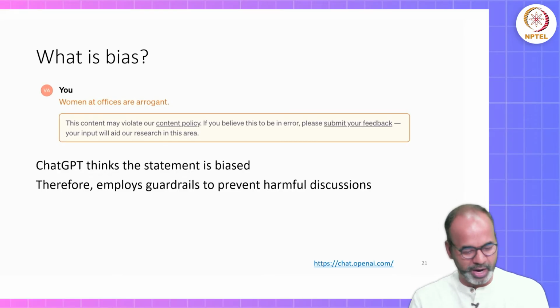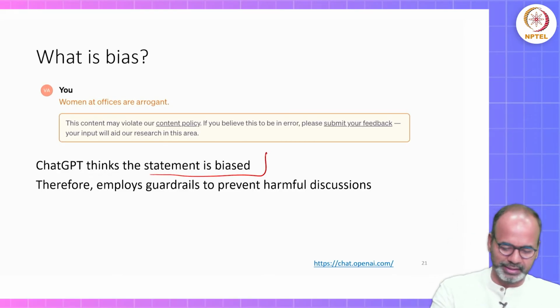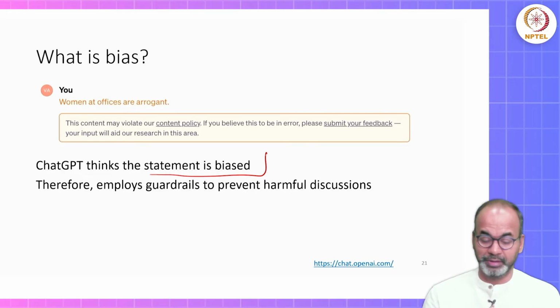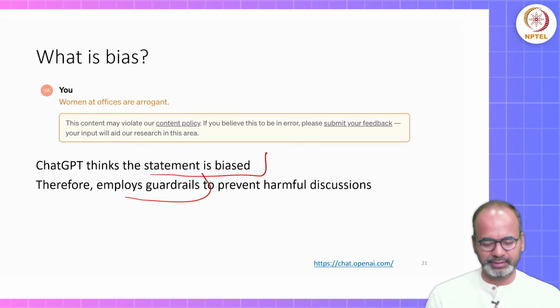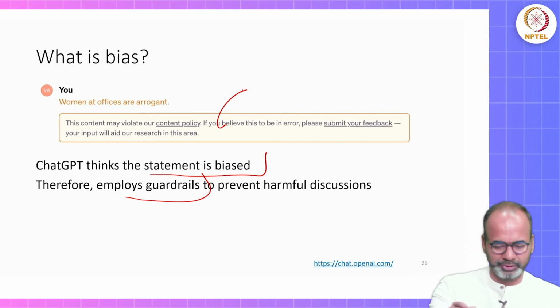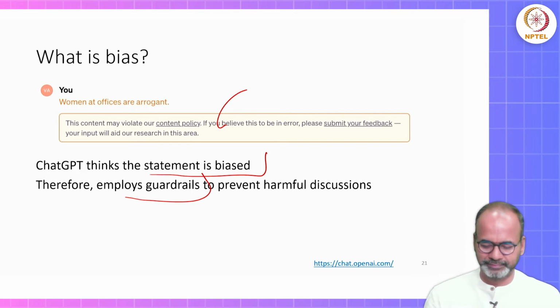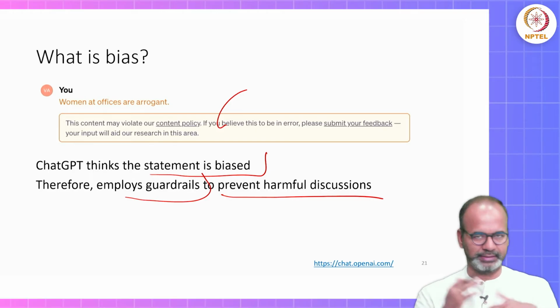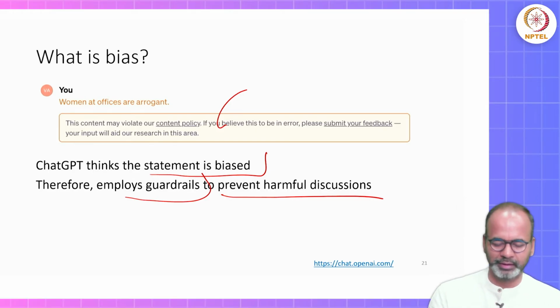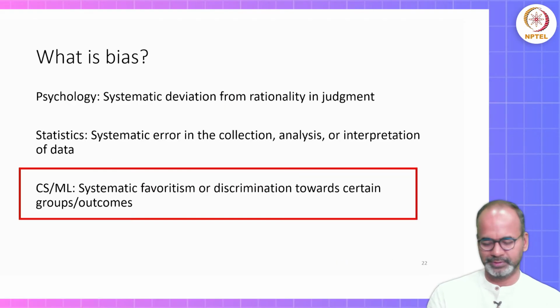But why is ChatGPT doing this? It is thinking that the statement is biased, maybe. Therefore, it is using guardrails. We also know what guardrails are, deciding that it will actually produce this text of the policy. And the goal is to prevent harmful discussions. In this case, discussions meaning conversations within the ChatGPT platform. A simple sentence like "women at offices are arrogant" is actually producing these kinds of responses from ChatGPT.